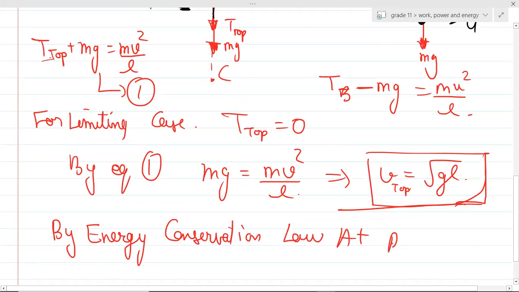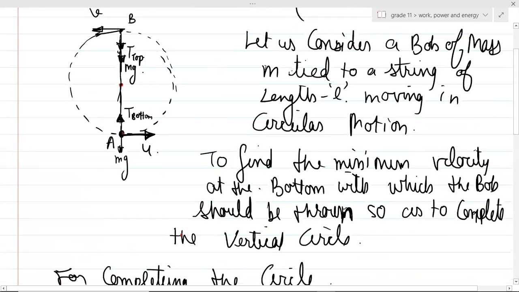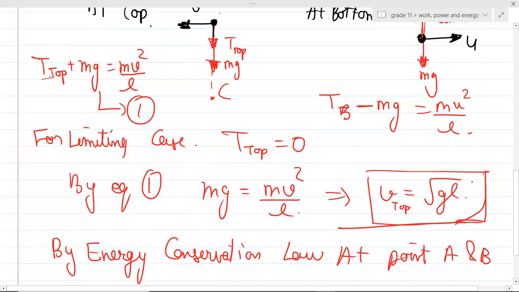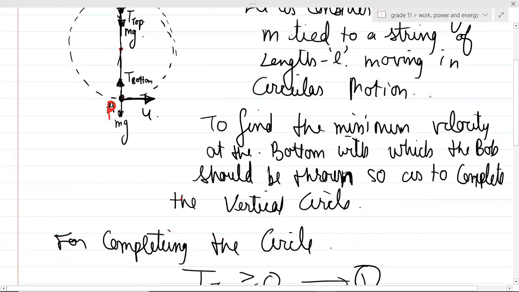At points A and B, what is the A point? A point is at the bottom and B point is at the top, right? Or instead of considering it as A and B, you will just consider it as P and Q. It will be much simpler. Otherwise, you will confuse with the bottom. We'll just assume that we are applying the energy conservation law to points P and Q. Now at the bottom, can anyone tell me what will be the total energy at the bottom?